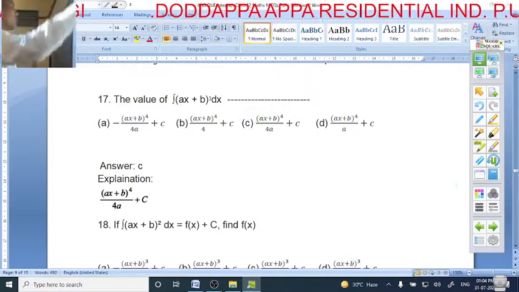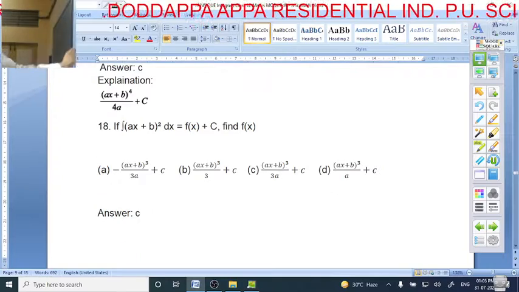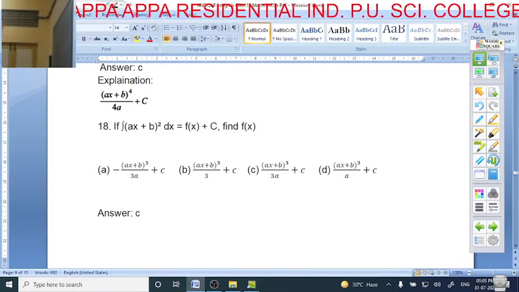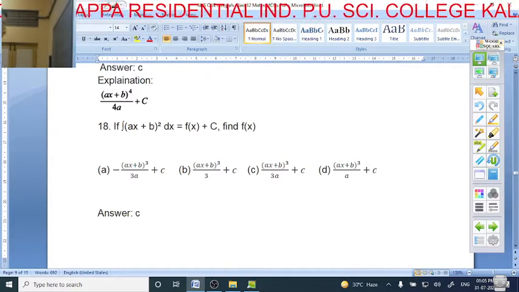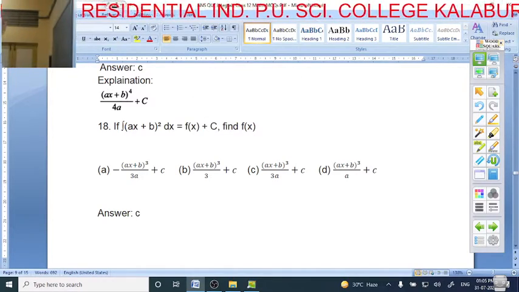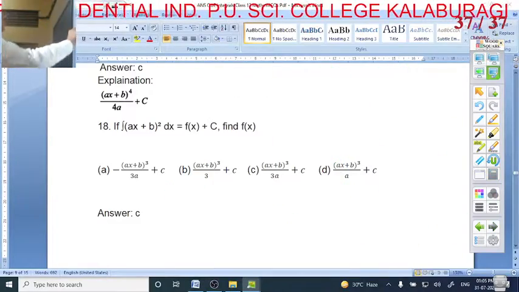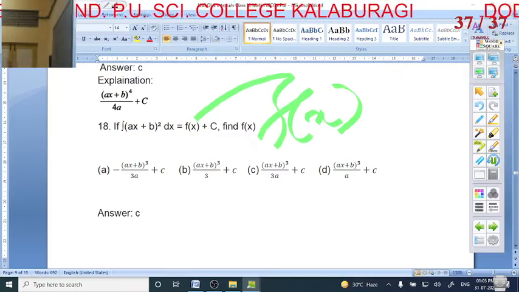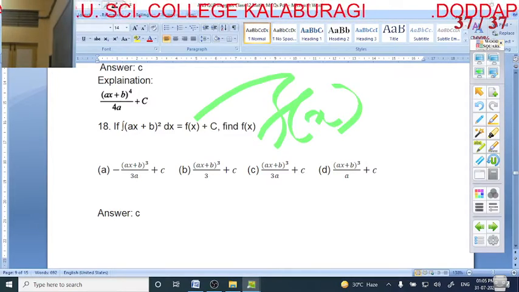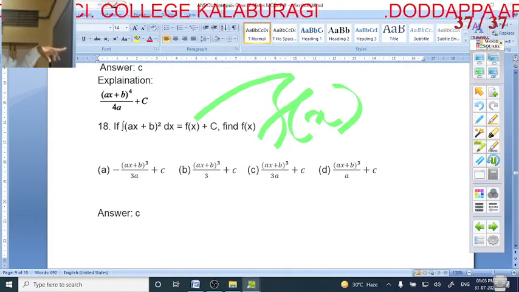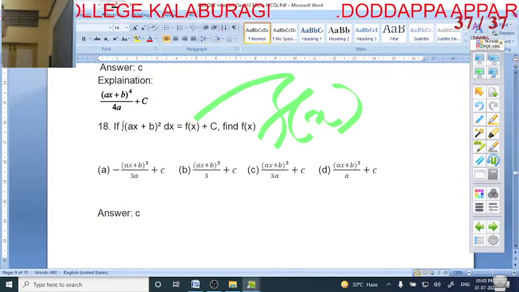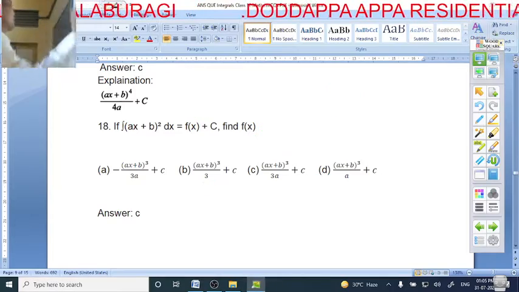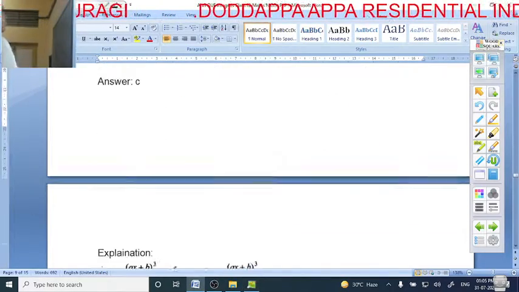Now the next example, a similar one. We want to integrate ax plus b whole raised to square, and it is asking for the value of f of x. What is f of x? That is ax plus b whole to the power 3 divided by 3a. See, the option is similar to the previous one, but the way of asking is slightly different. So in this way option C is correct.